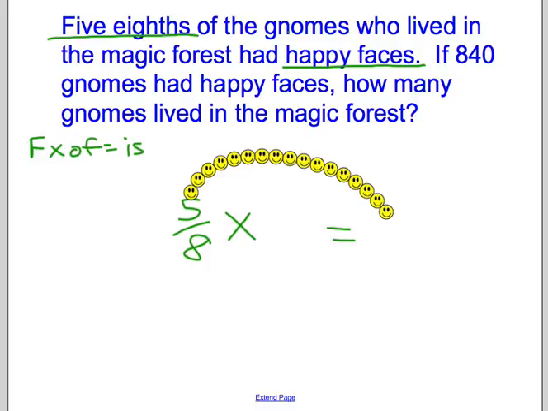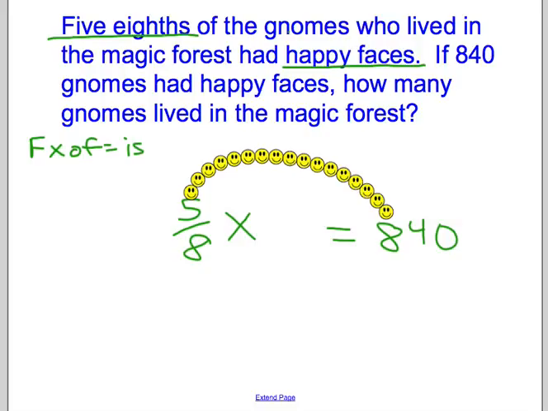Okay, so the fraction represents the number of happy faces. Are we given in our problem the number of gnomes that have happy faces? What is that number? 840. So where does that have to go? At the end.